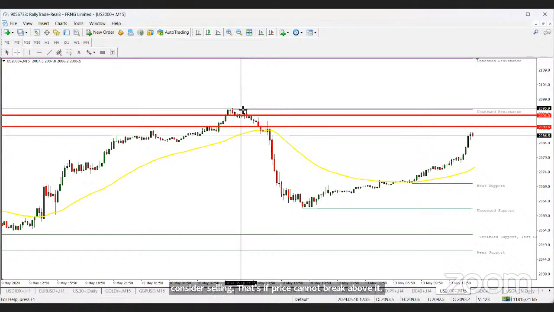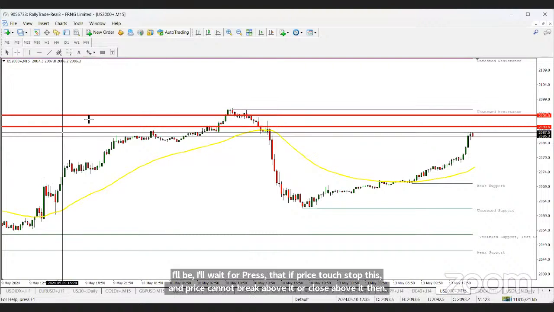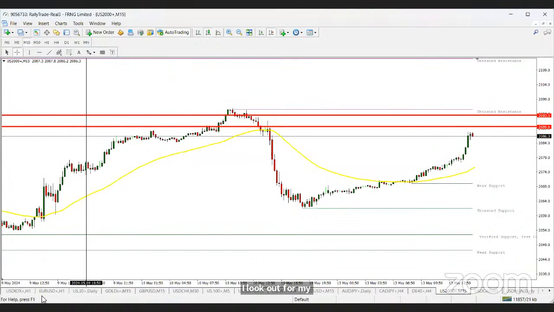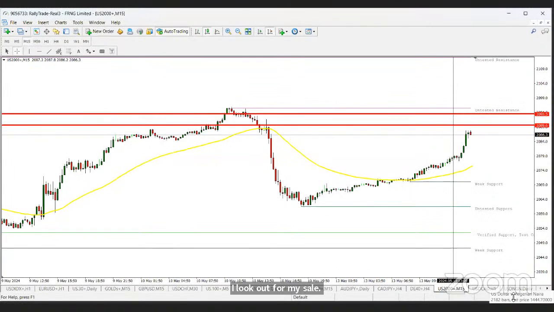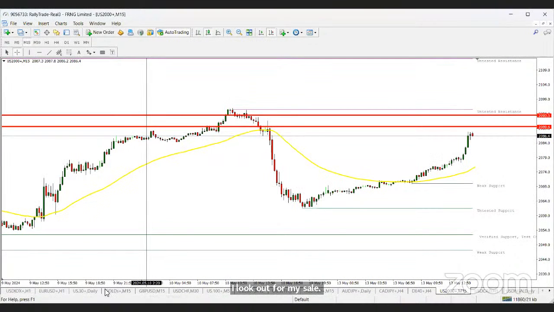Price gets here, price is rejected, I will consider selling US 2000. So my buy here is 2089, take profit at 2093, and my sell is around 2095 or 2096. I'll wait for price to touch that. If price touches that place and cannot break above it or close above it, then I look out for my sell. You understand? So that's how I will trade it.